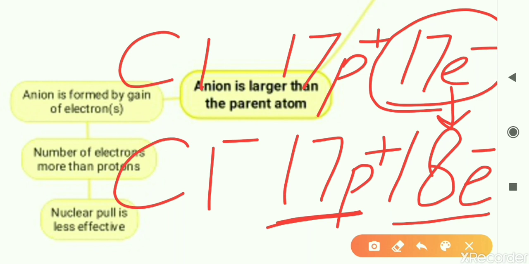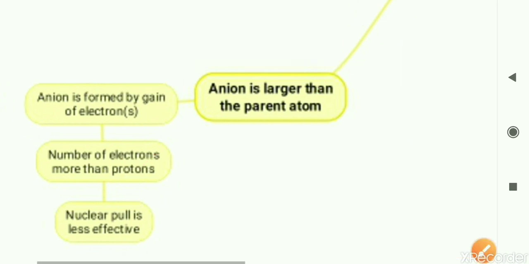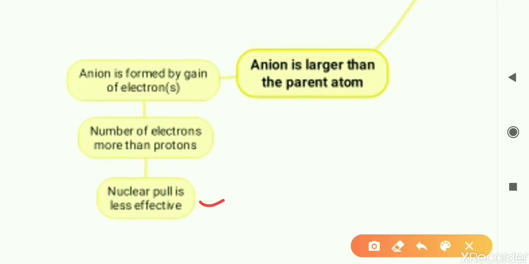As a result, what will happen? The effect of the nuclear charge will be reduced because now they have to attract a greater number of electrons. As a result, what will happen? The nuclear pull is less effective and hence the anion is larger than the parent atom.